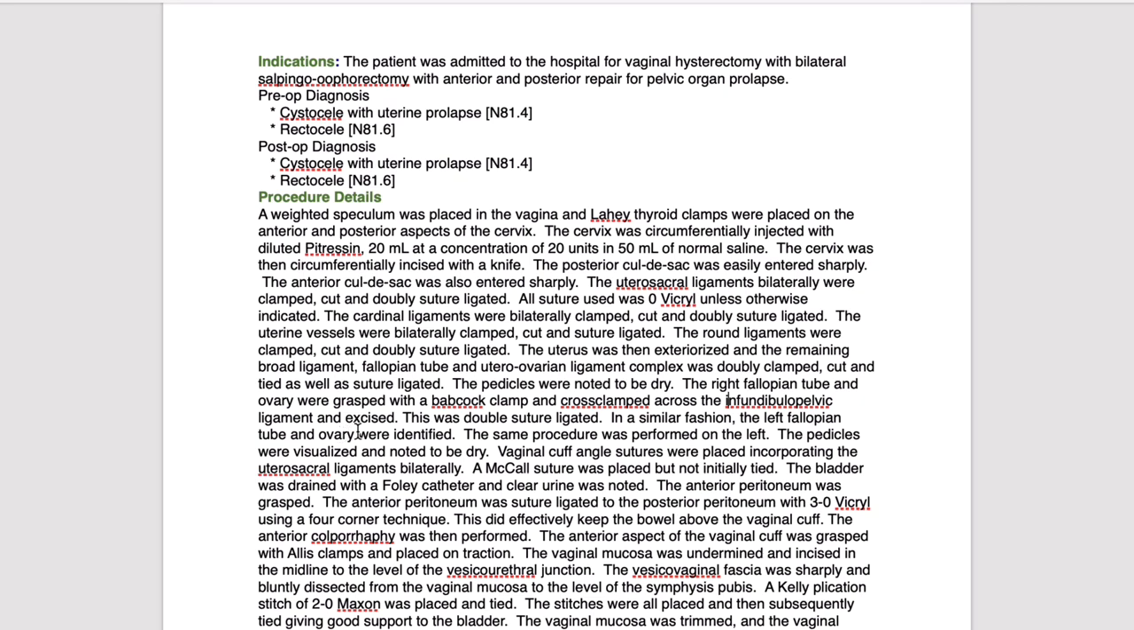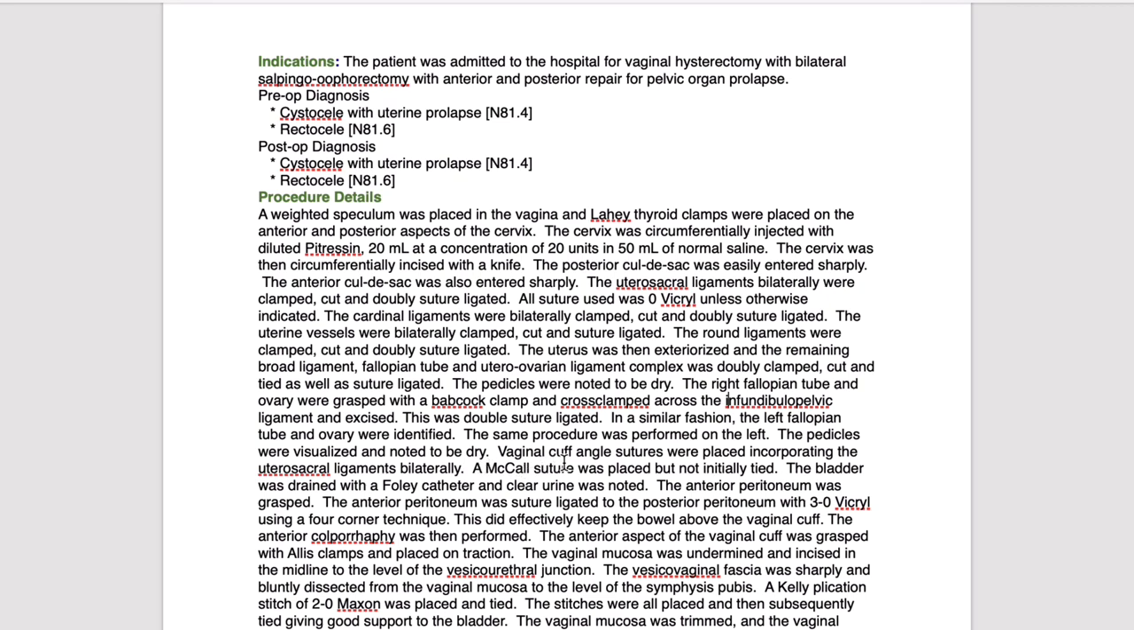And the left fallopian tube and ovary were identified, and the same procedure was performed on the left. And then we have the vaginal cuff, angle sutures were placed, incorporating the uterosacral ligaments, and that McCall suture was placed again, but it was not tied yet.